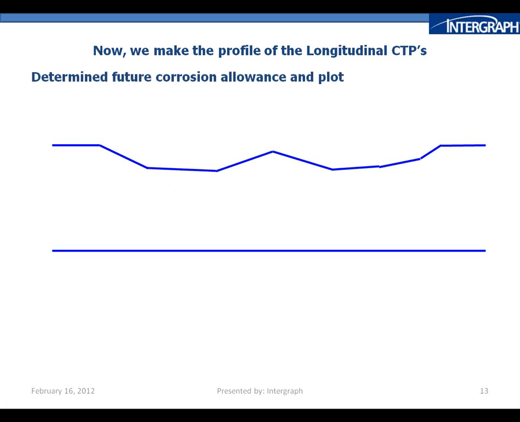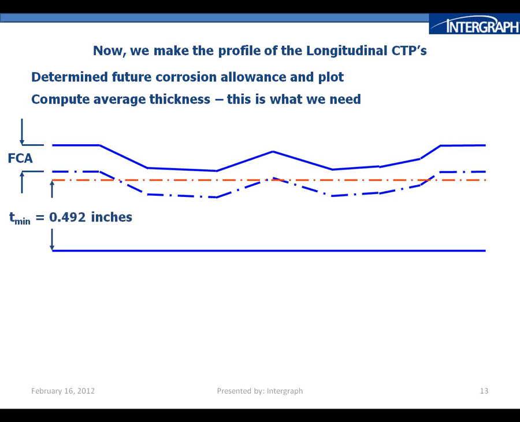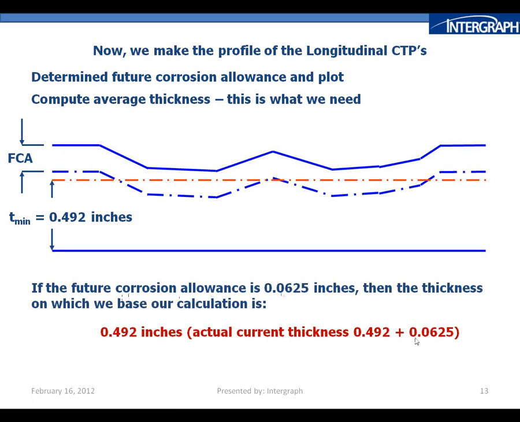Now we plot the profile. Now we just include the corrosion that we want for future use. It might be 1/16 of an inch. And from this line here, we work out an average thickness. I'm not just going to tell you how to do this, but there are various ways of calculating the average thickness. And we find here that the average thickness, should we say, is 0.492 inches. So if the future corrosion allowance is 0.0625, then the thickness at which we base our calculation is actually this thickness here.